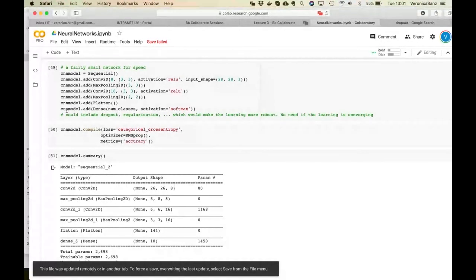So the output here is going to be, for category 1, which is the number 0, probability 10 to the minus 7. For category 2, the probability of whatever, and so on. And the highest probability will be the number that is assigned to that image.